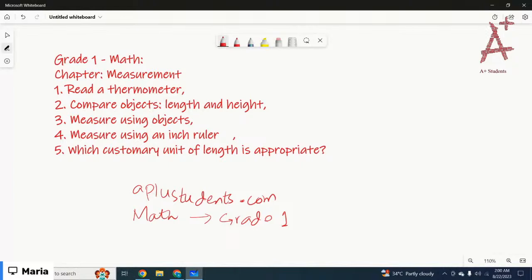There you can find a list of the chapters. We're going to start with the chapter measurement. The lessons we're going to cover today are read a thermometer, compare objects length and height, measure using objects, measure using an inch ruler, and which customary unit of length is appropriate. So let's just start with the lesson.